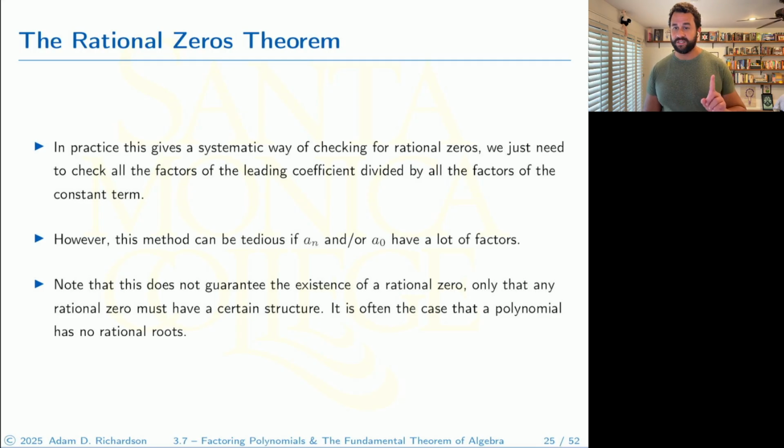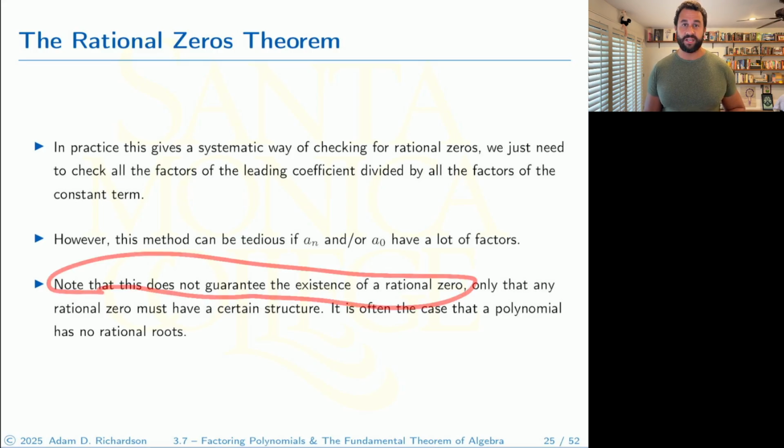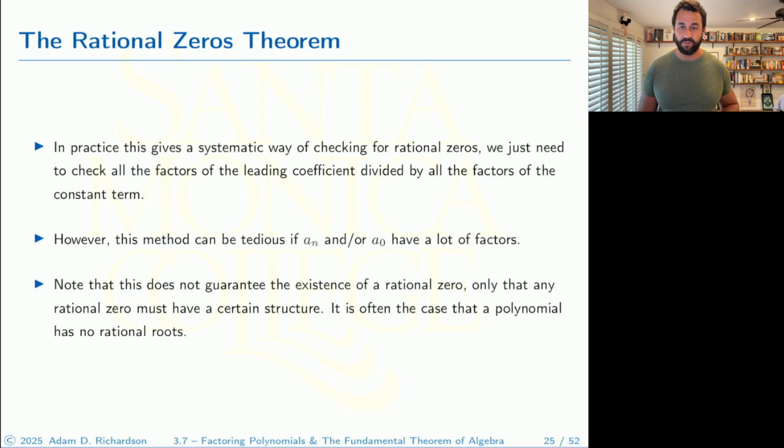There's another catch to this theorem here. It doesn't guarantee the existence of a rational zero, as we're going to see in a few minutes. Only that if there is a rational zero, it has to have a certain structure. That's it. The other thing is it's often the case that a polynomial has no rational roots.